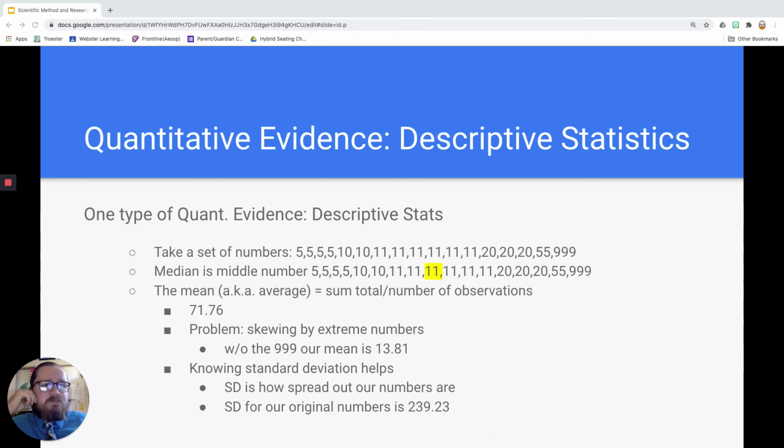239.23. So if I were to tell you that somebody might have $11, give or take 239 bucks, you know that's a pretty big variation. That's a lot of margin of error. And so our standard deviation is big. There is a lot of spread in our data. And that's due to that very large 999 in our sample.